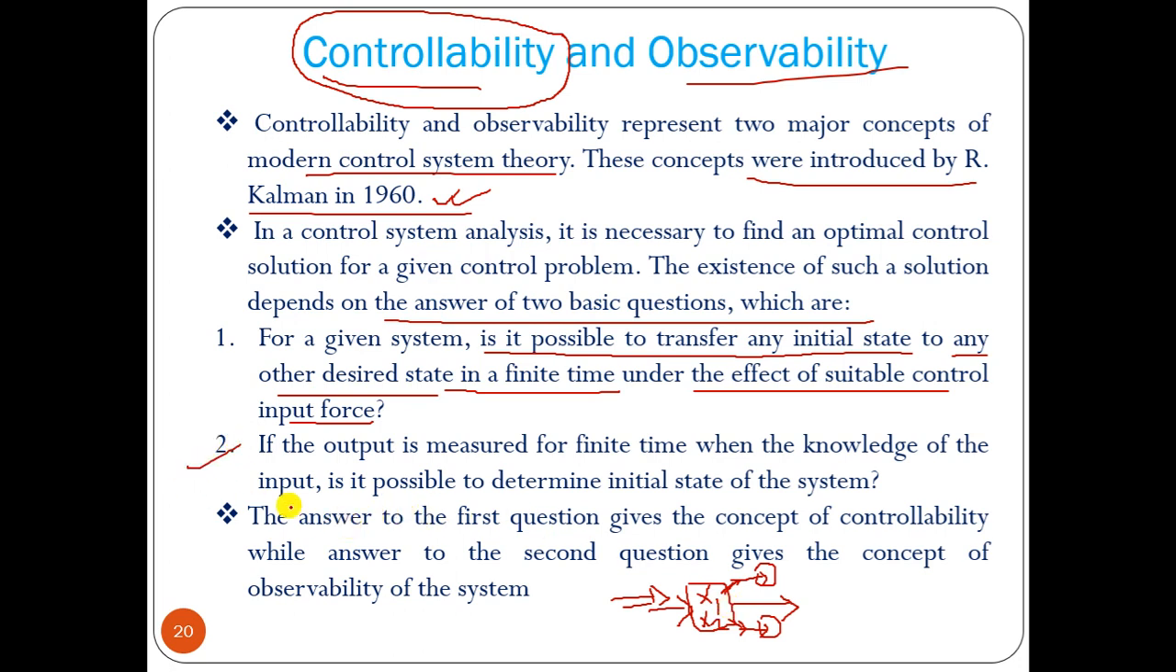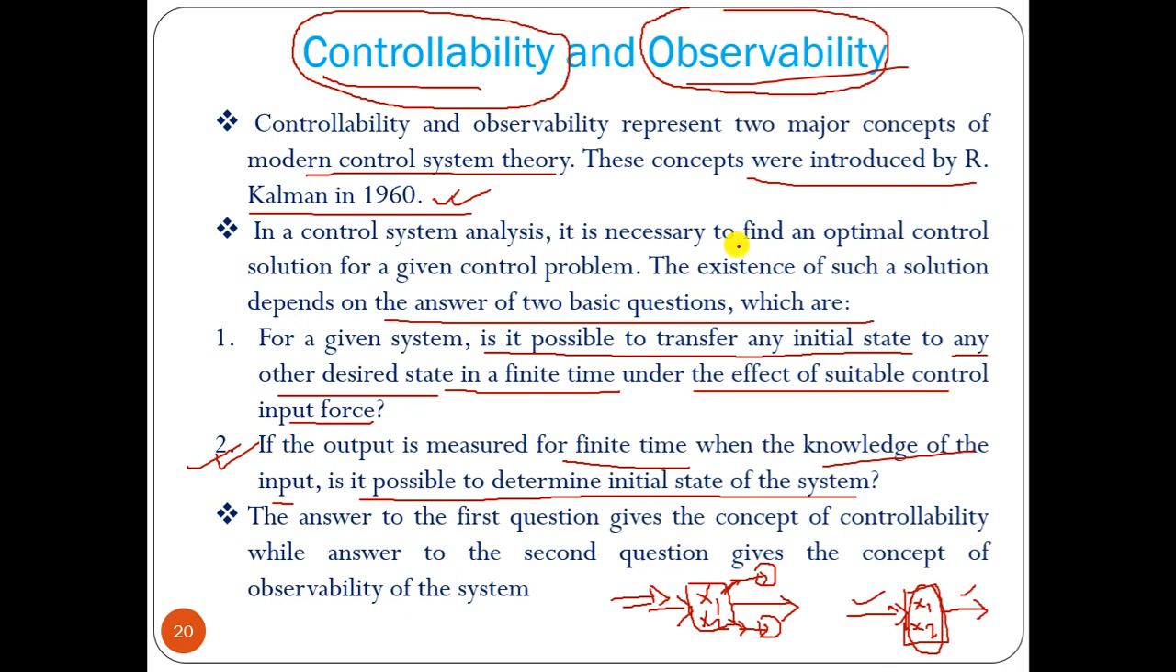Now the second question is: if the output is measured for a finite time, with knowledge of the input, is it possible to determine the initial state of the system? That means we know the output at a finite time, we know the input, and we ask whether we can observe the value of the state variables or not. That is called observability, the observability of the system.